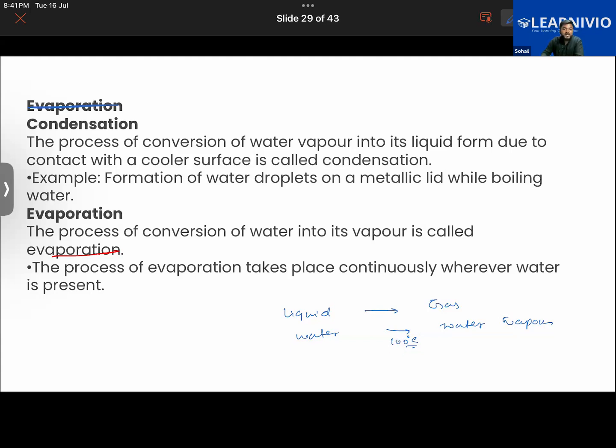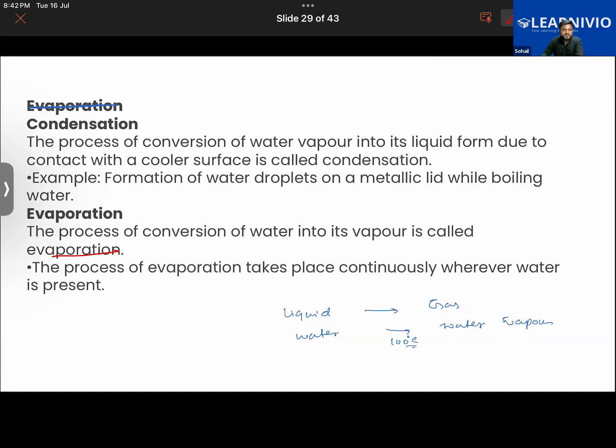So evaporation of water can happen at any temperature. It has to be just above the freezing point, just above 0 degrees Celsius. For water to convert from the liquid state to the gaseous state, the temperature should be above 0 degrees Celsius. Even if it is 1 degree Celsius, 2 degrees Celsius, up to 100 or even more than 100, it will be converting into the gaseous state. So for evaporation, no fixed temperature is required. It can happen at any temperature, but it should be above the freezing point.